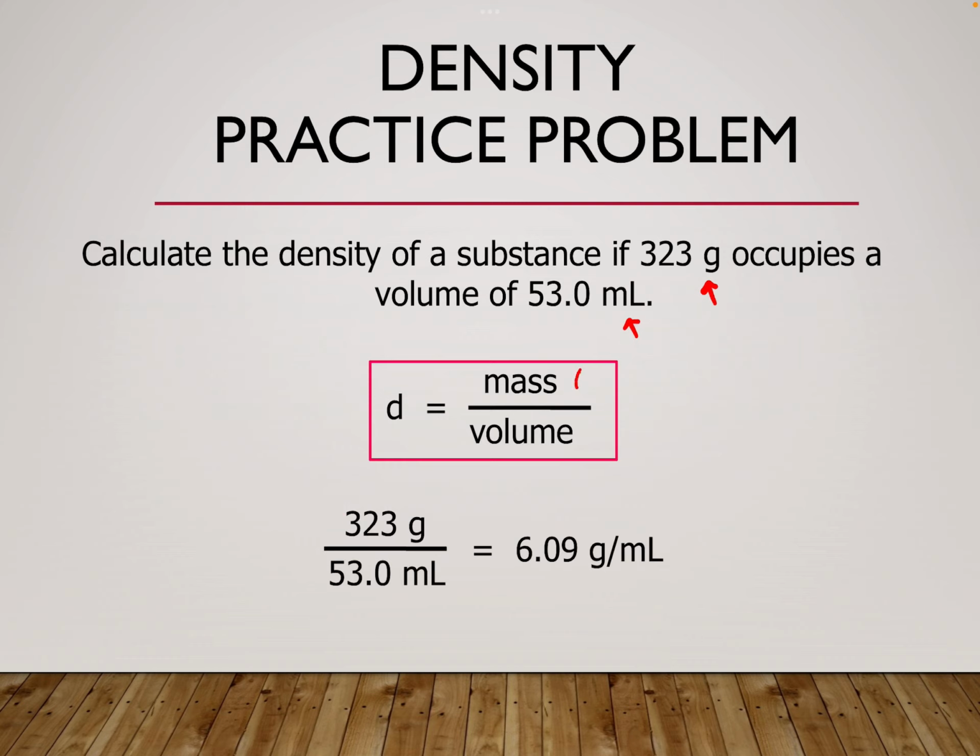And you can make yourself a note. We want this mass to be in grams and this volume to be in milliliters or centimeters cubed. Since our units already matched, we already had grams and milliliters, we could just plug them into this equation and calculate the density. You'll notice I rounded my answer to 3 significant figures because each of these had 3 significant figures. And then my units were grams per milliliter to match the units of the problem.